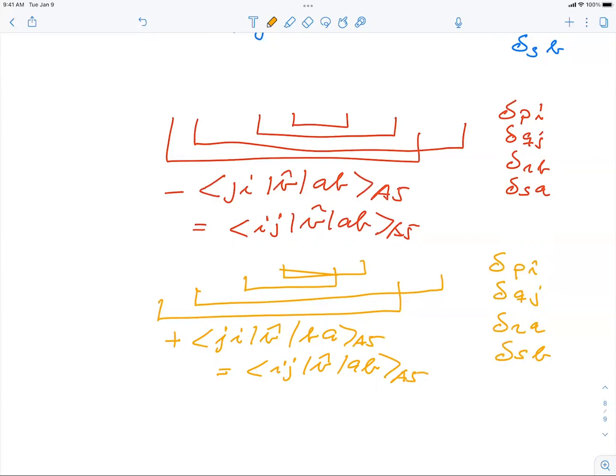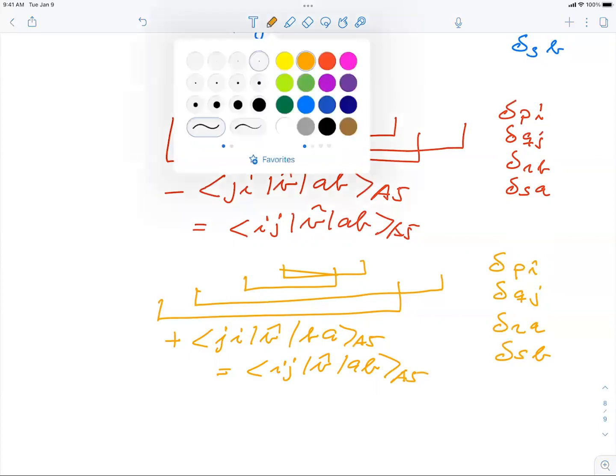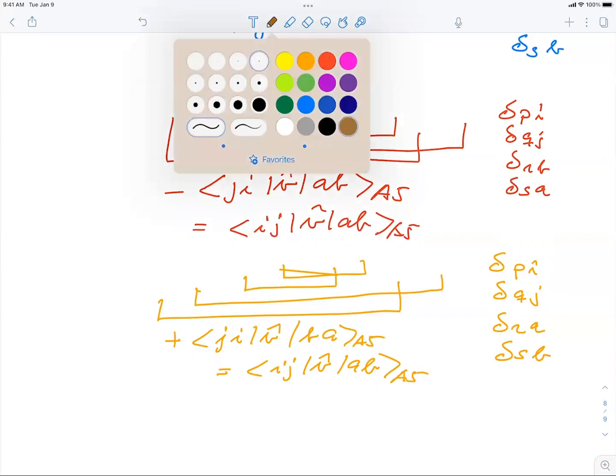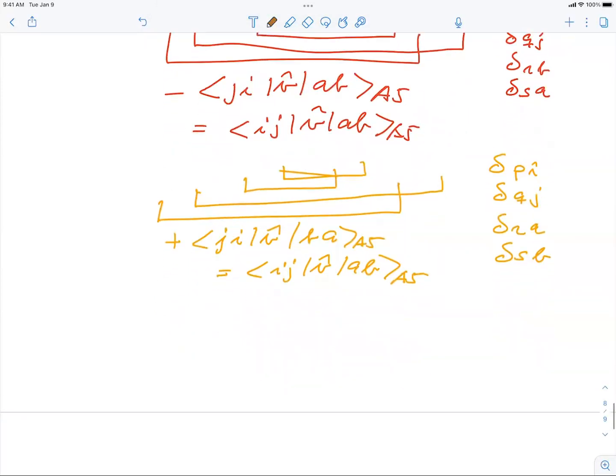So my final contraction now, when I set everything up, is the following. I'm going to keep the two particle states as in the previous case. So I'm going to get this contraction. That's going to give me a delta R of A and a delta S of B.